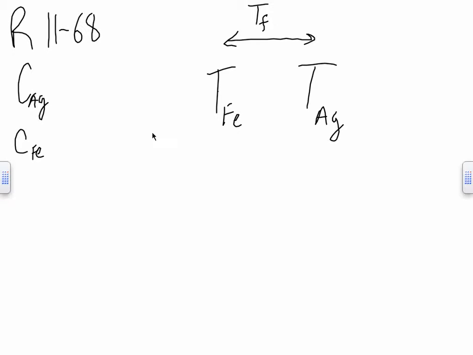Okay, so let's go ahead and look it up. Was there a table of specific heats? I thought there was. Yes, there is. Iron is 450.